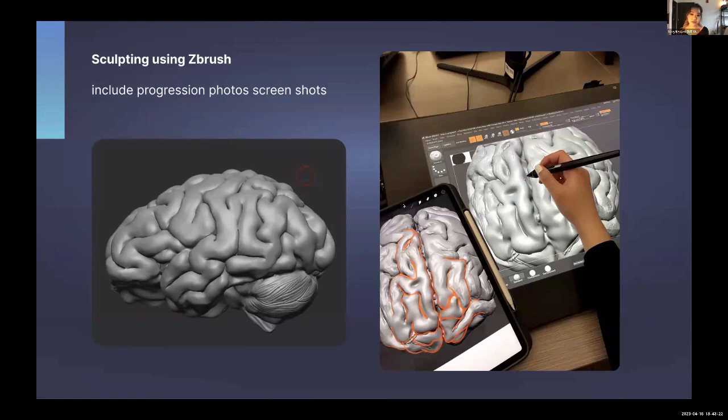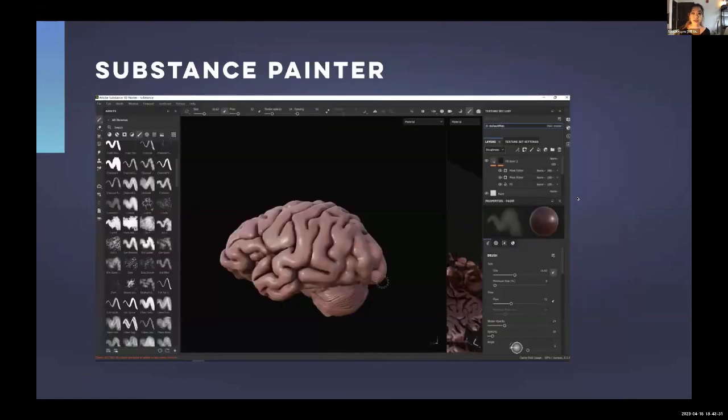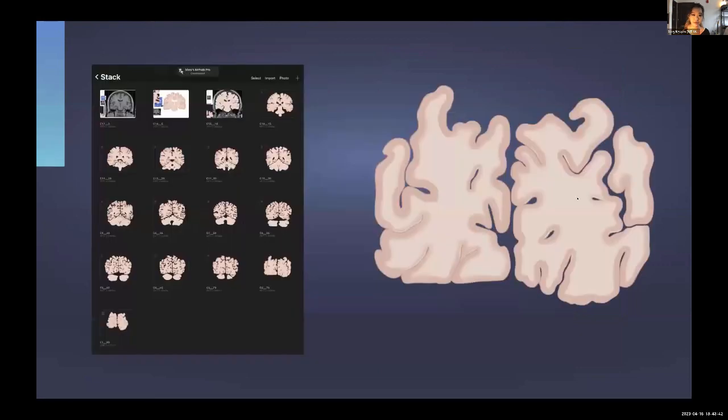And here are some progression photos. Here you can see me sculpting it with a Wacom tablet. And then after that, I imported it into Adobe Substance Painter, where I textured the brain and made it look a little bit wet and glistening, and then I added color to it.